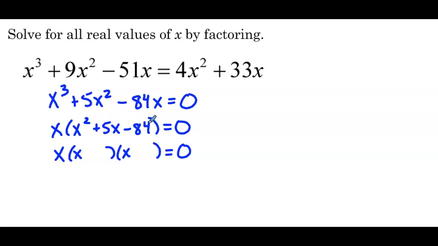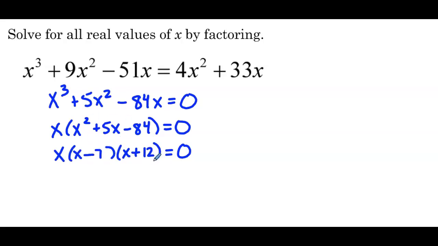Well, let's see. Well, we have 42 and 2. That's not going to do it. Those are too far apart. 7 and 12. That actually might work. 7 and 12. Because we have 12x and 7x. One of them has to be negative. So if we make the 7 negative and the 12 positive, that would give us plus 5x, which is perfect.